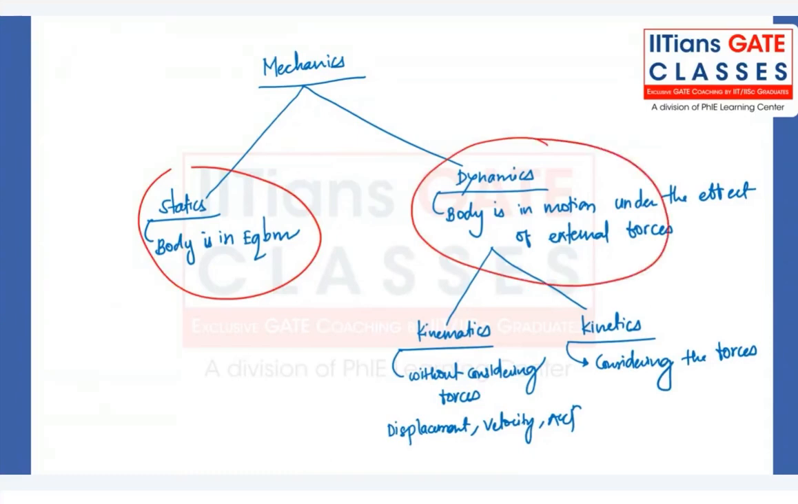So in static part, the body is in equilibrium, it is not moving, so we can apply equations of equilibrium directly there and understand the effect of external forces. Whereas in dynamics part, on the right hand side you can clearly see here, let me use a laser pointer, we have the dynamics part here. The body will be in motion, so you cannot apply equations of equilibrium there. So our focus will be divided into two parts: kinematics and kinetics.